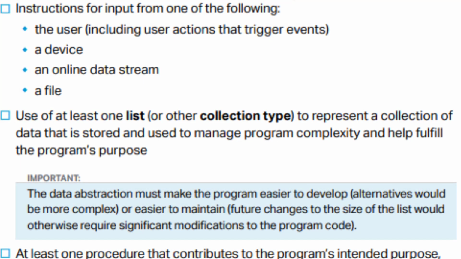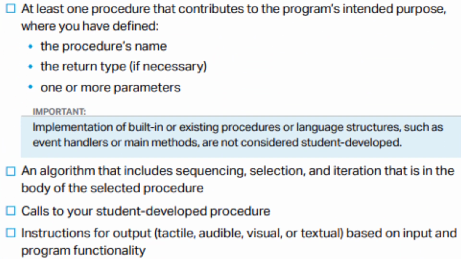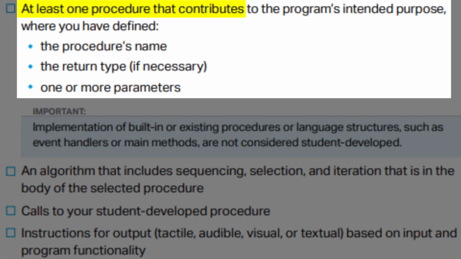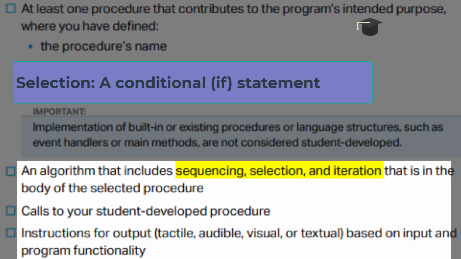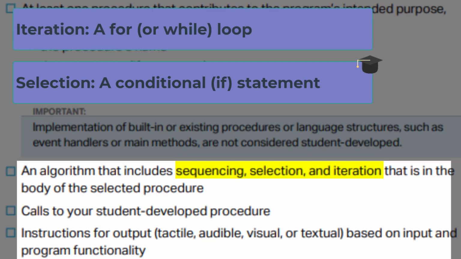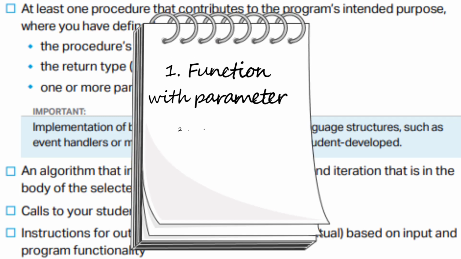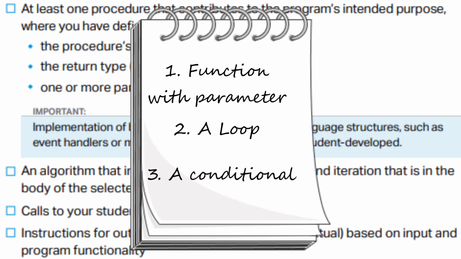The second requirement, it's this one right here. It says you need to have a function that has 1 or more parameters, and it has in it an algorithm that does the following things. It includes sequencing, selection, and iteration. Now sequencing we can ignore. We just focus on selection and iteration. Everything has sequencing. Selection means that it has a conditional, has an if statement. Iteration means it has a loop. So you have a function with a parameter, and it has a loop, and it has a conditional. That's all you need to do.